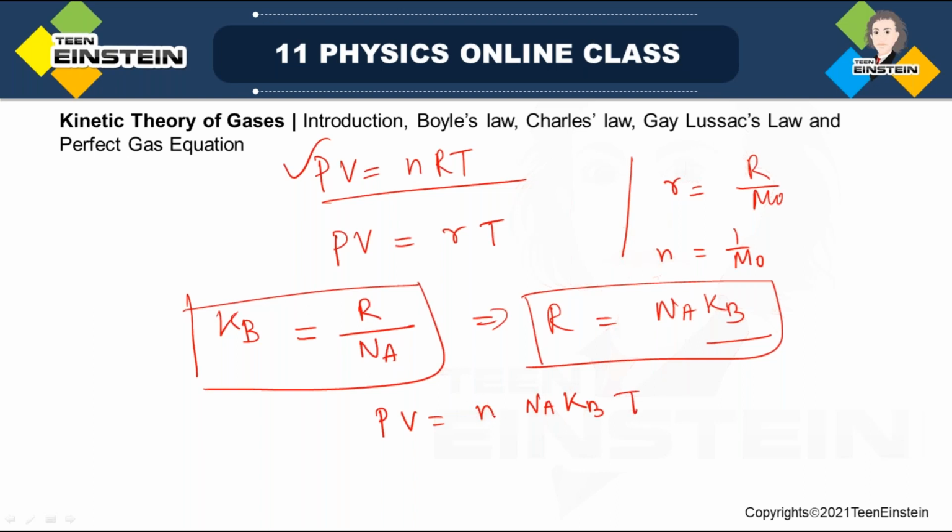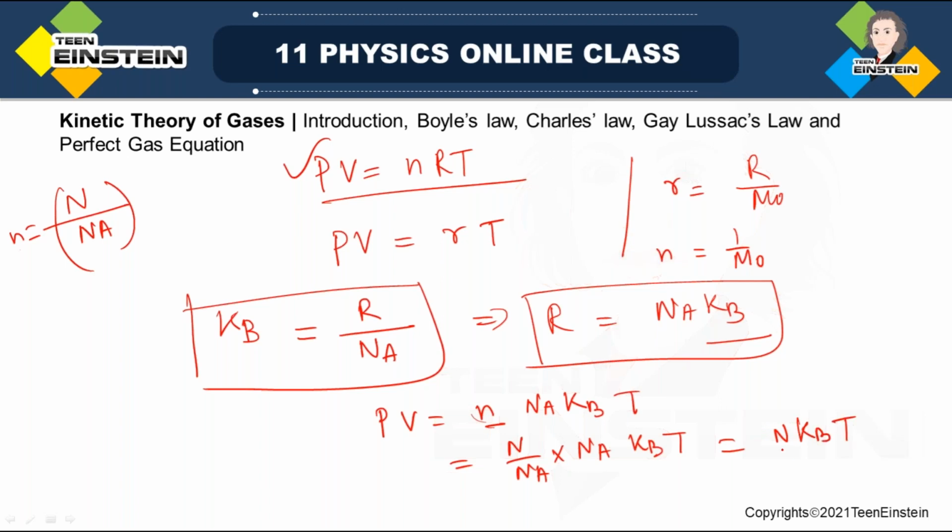Now what is this n in terms of Avogadro number? Suppose you have N number of molecules, and Avogadro number of molecules are there in 1 mole of gas. So in terms of the number of gas molecules, we can write the number of moles. The number of moles will be the ratio of the number of molecules in a given mass of gas to the Avogadro number, which is the number of atoms or molecules present in 1 mole of gas. If we put it here, N divided by NA is the number of moles, into Kb into T.